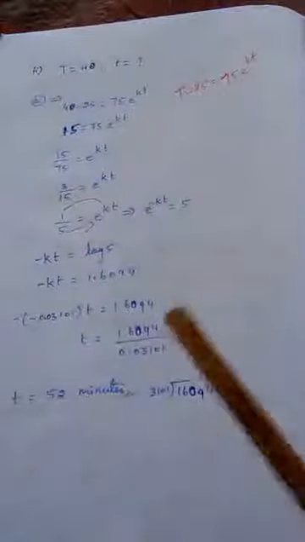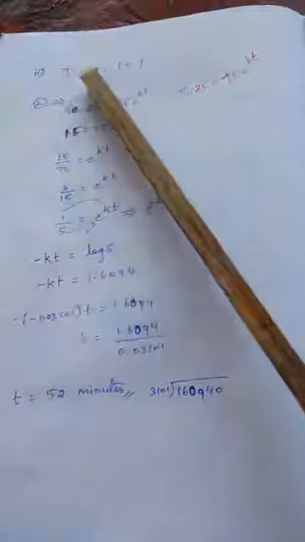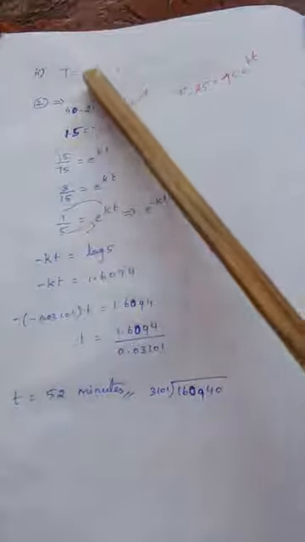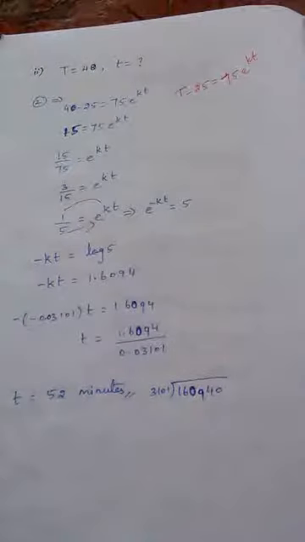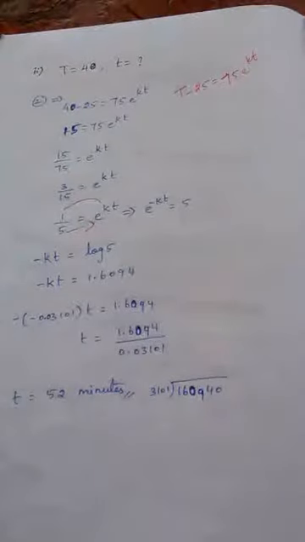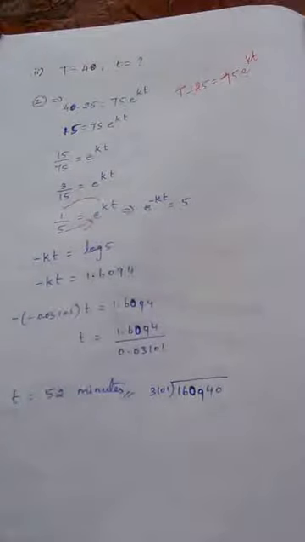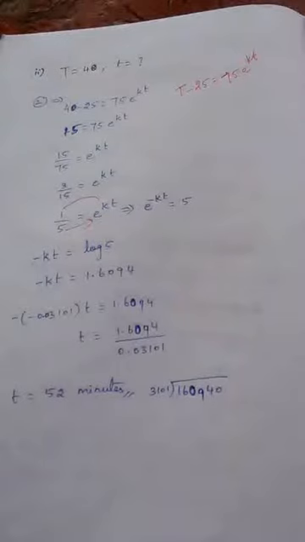So the answer for the second question is, for the temperature of water to get reduced to 40 degrees Celsius, it will take 52 minutes. So after 52 minutes only, the temperature of water will get reduced to 40 degrees Celsius. Hope you would have understood. These are all important sums. As I always say, important sums means you have to write and practice all these problems.